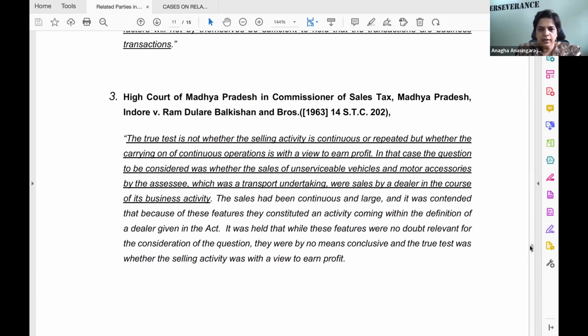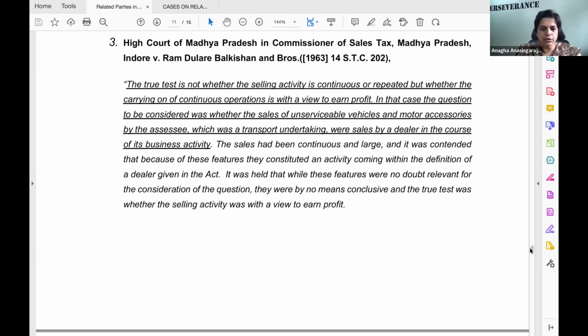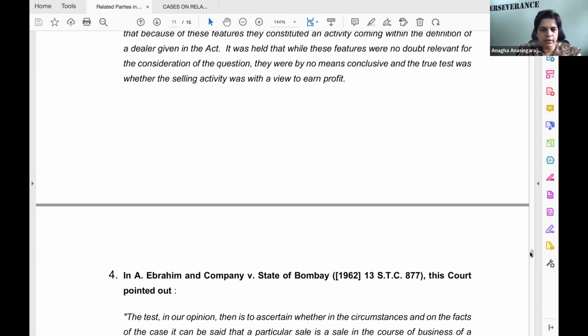And it was held that while these features were no doubt relevant for the consideration of the question, they were by no means conclusive, and the true test was whether the selling activity was with a view to earn profit. So here maybe it was held that these were not in the ordinary course of business.